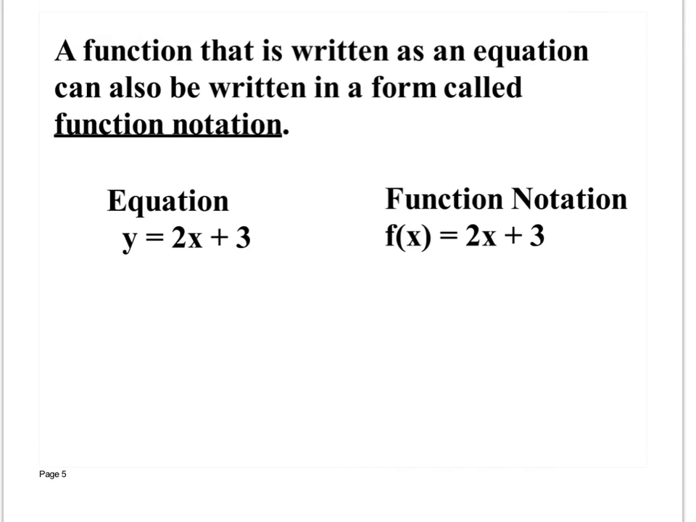All right, you need to write this down. A function that is written as an equation can also be written in a form called function notation. You have the equation here. Okay, you have the example in function notation. The only thing that's changed is y is now written as f of x. What this means is the function with a variable of x. Okay, that's all it means. So anytime you get confused on f of x, just replace it with y. Okay, they mean the exact same thing. They just like to write them differently.